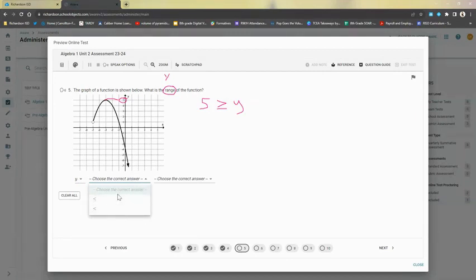5. Oh, I see. They did it backwards. See, that's one thing I don't like about this. So, but if I flipped it, it's y less than or equal to 5. Okay? So all the y values are less than or equal to 5. So that's why this one is correct. Sorry for the pause. All right, 6.